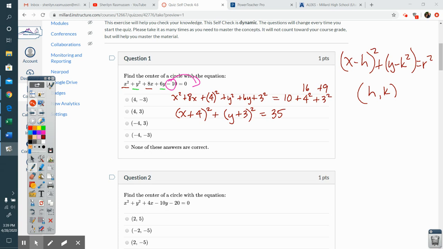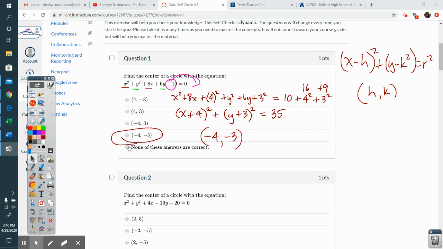Okay, so since it's x minus h, inside of here, your h has to be whatever the opposite of what's inside of here. So if it's plus 4, your x value will be negative 4. If it's plus 3, your y value will be negative 3. So the center of this equation is h and k, negative 4 and negative 3.